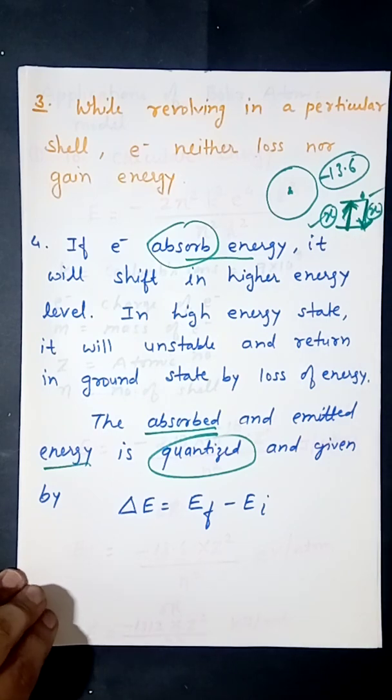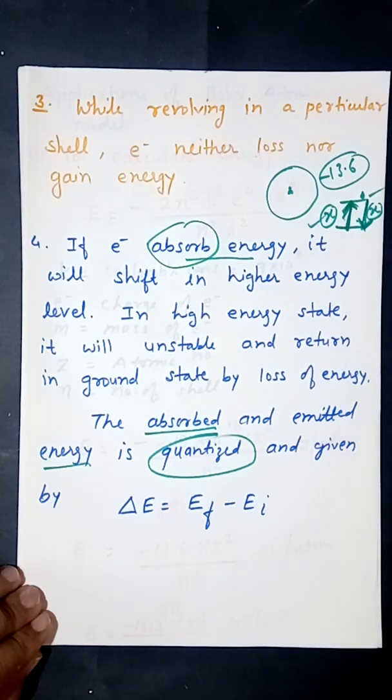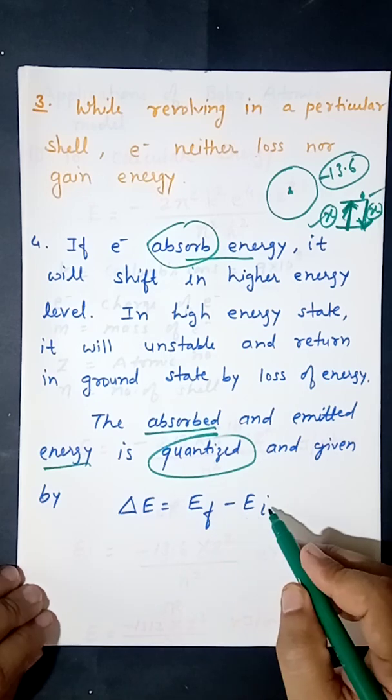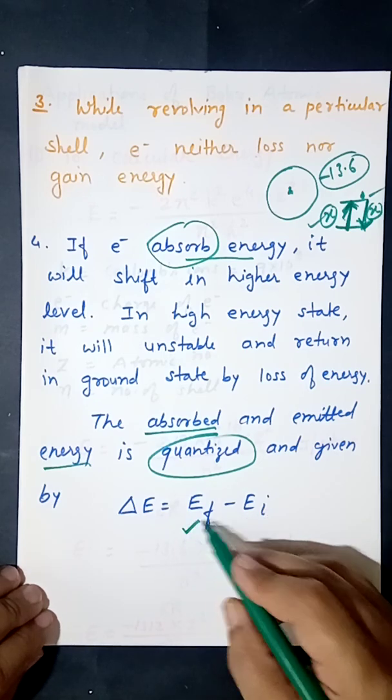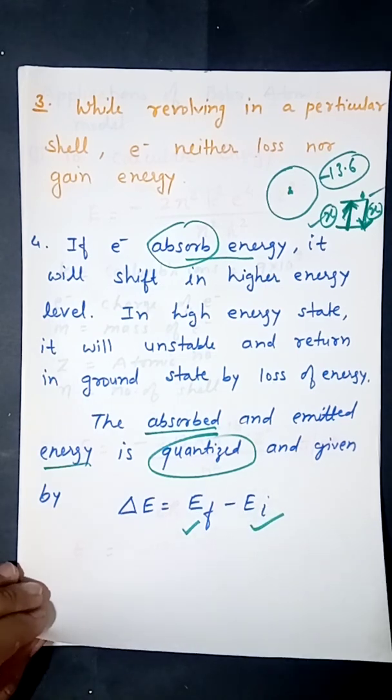But always this energy remains the same, and this is a confirmation that the energy of each and every shell is constant. So you can calculate delta E equal to E final minus E initial. This is the energy of the final shell and this is the energy of the electron in the initial shell.